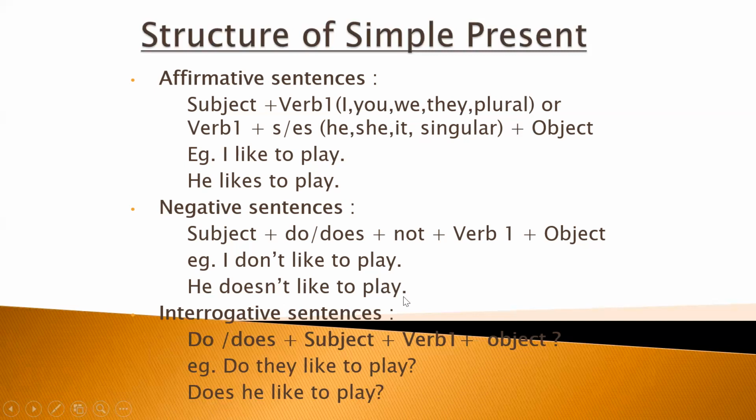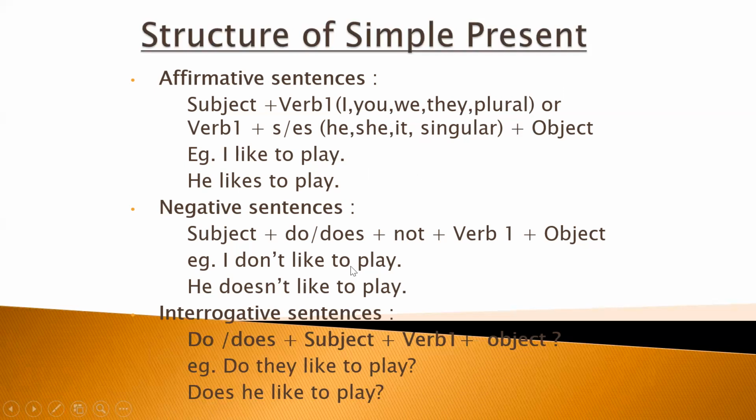Now, here the common mistake done by the student is that with does not, they still add s with the verb. It will not be doesn't likes. Now, this likes will become only like, and no s or es with the verb. That s or es will be shifted with do, so it will become does. So, he does not like to play.